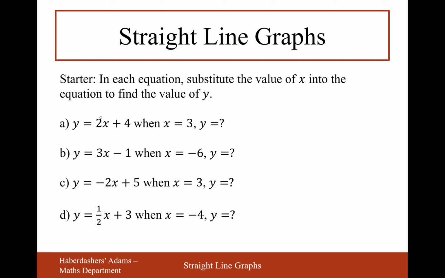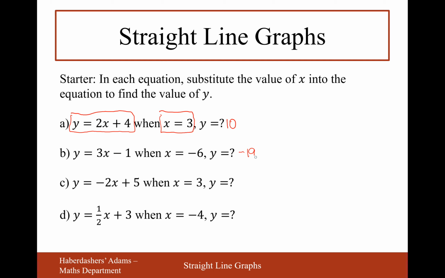Okay, so on the first one, this is the equation, and x is equal to the number 3, and I need to work out what y is. So I'll put 3 in as the x value and work out what y is. 2 times 3, that's x, that's 6, add 4, that would be 10, so y equals 10. In the next question, it's y equals 3x minus 1, that's the equation, and x is the number minus 6.